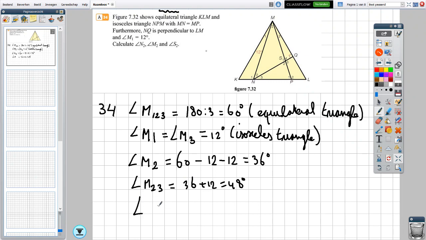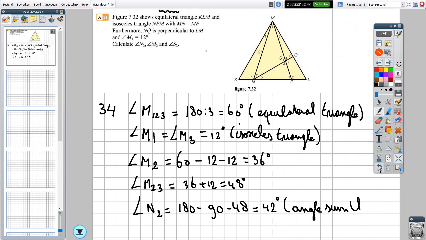So angle N2 is going to be 180 minus angle Q, 90 degrees, minus angle M23, that's why I calculated it here, which is going to be 42 degrees. And here I did use a rule. I used the angle sum again. Angle sum, triangle.